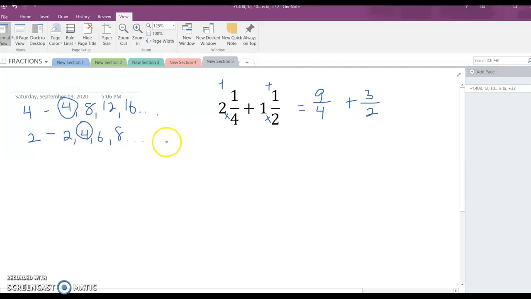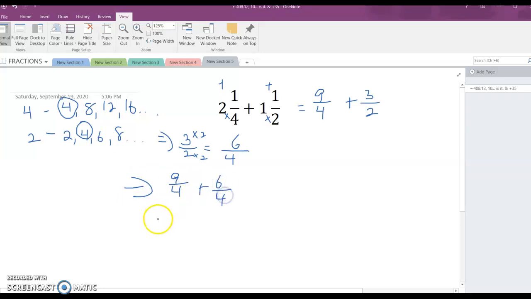So now we're going to make each fraction have a common denominator of 4. We don't need to change the 9 over 4 because that already has the common denominator of 4, right? So change the 3 over 2 to a fraction with a common denominator of 4. 2 times 2 will give me that 4, right? So multiply the 3 by the 2 and I'll get 6. So now we get 9 over 4 plus 6 over 4. Add the numerators and we get 15 over 4.